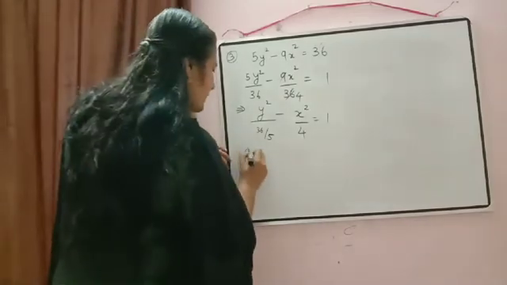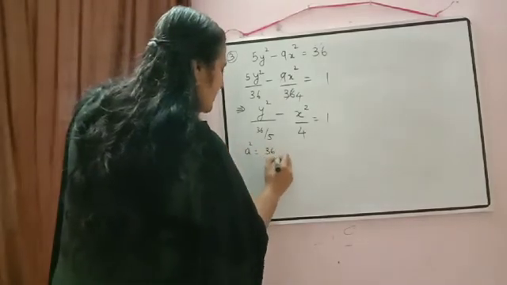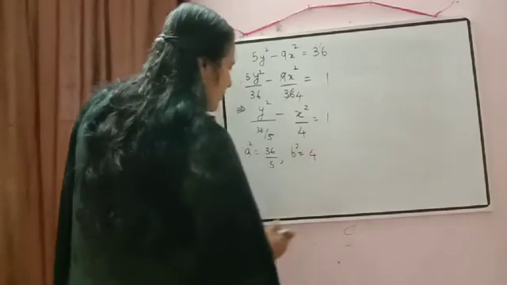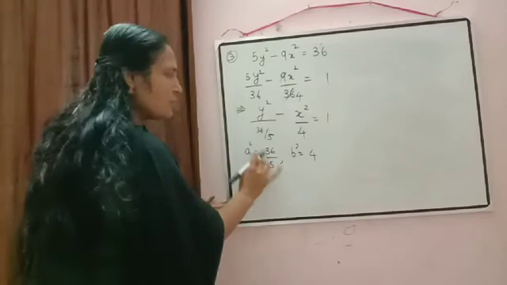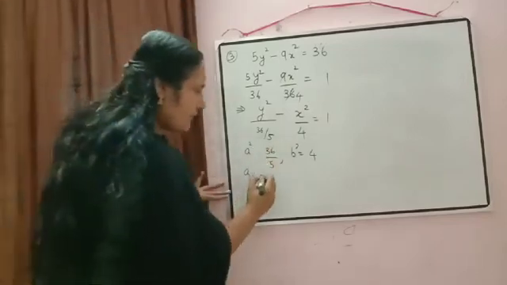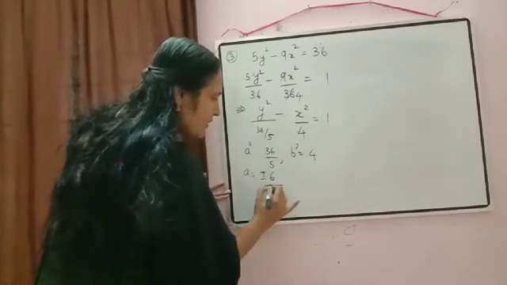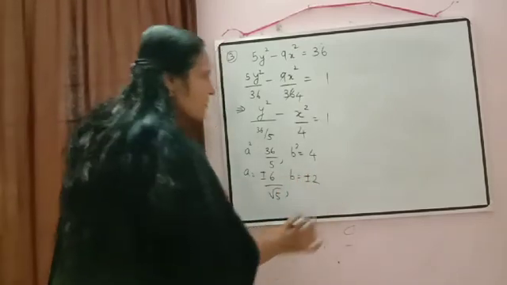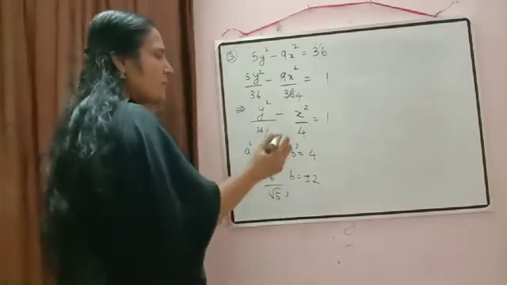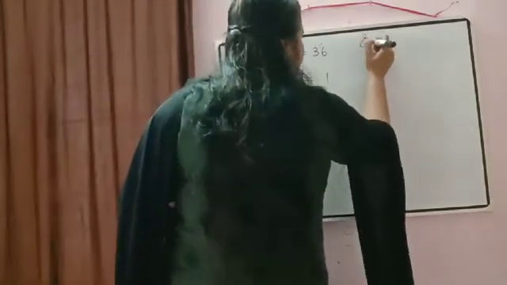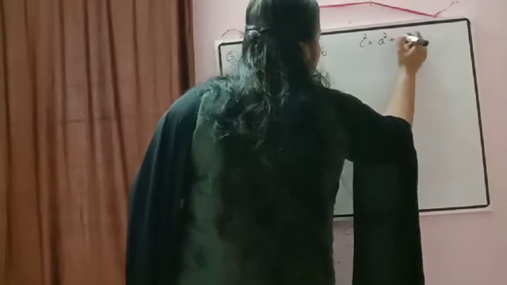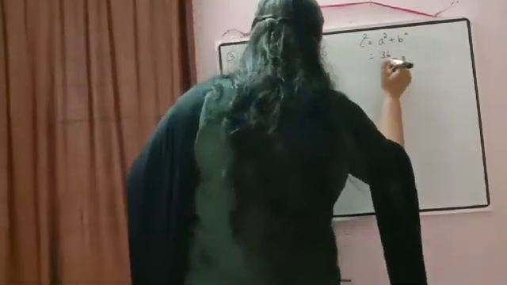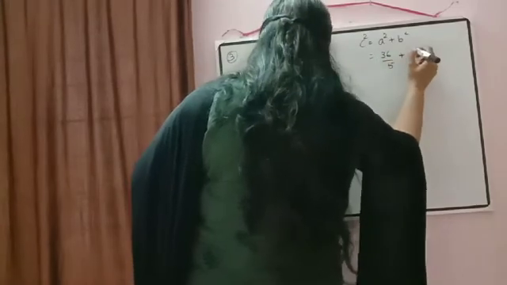What is a square given here? A square is equal to 36 by 5 and b square is equal to 4. So a will be equal to square root of 36 by 5. So that will be equal to plus or minus 6 by root 5. And b will be equal to plus or minus 2. Now we can calculate c first. C square is equal to how much? Yes, a square plus b square. A square is equal to 36 by 5 plus b square is 4.